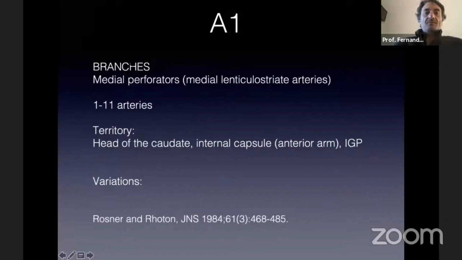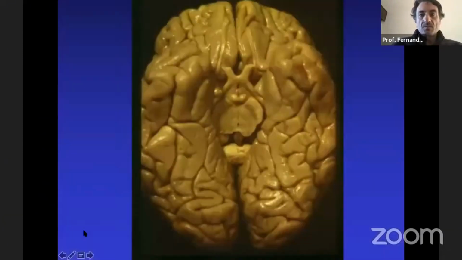The A1 part gives rise to the medial perforator arteries. We can recognize 1 to 11 arteries. This is taken from the article of Rosner and Rhoton. These arteries go to the head of the caudate, the internal capsule, specifically the anterior arm, and the globus pallidus internus, and have some variations that we will see.